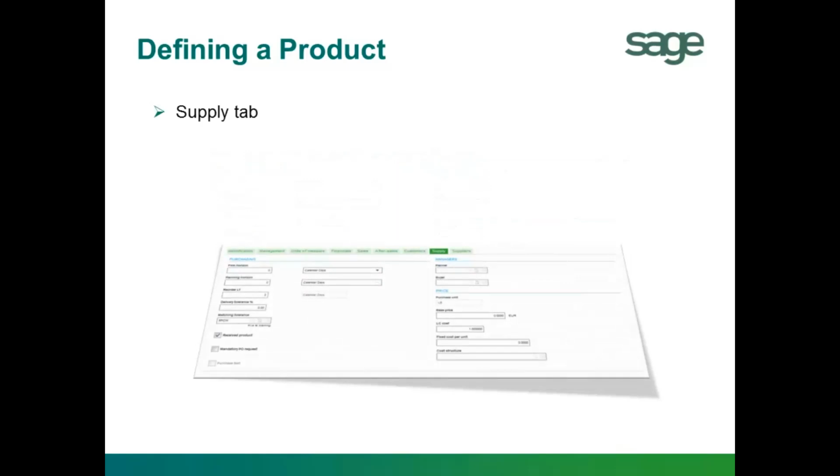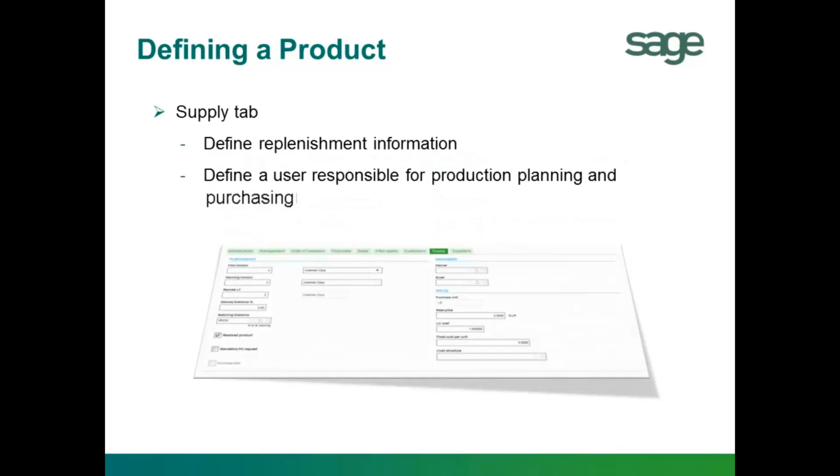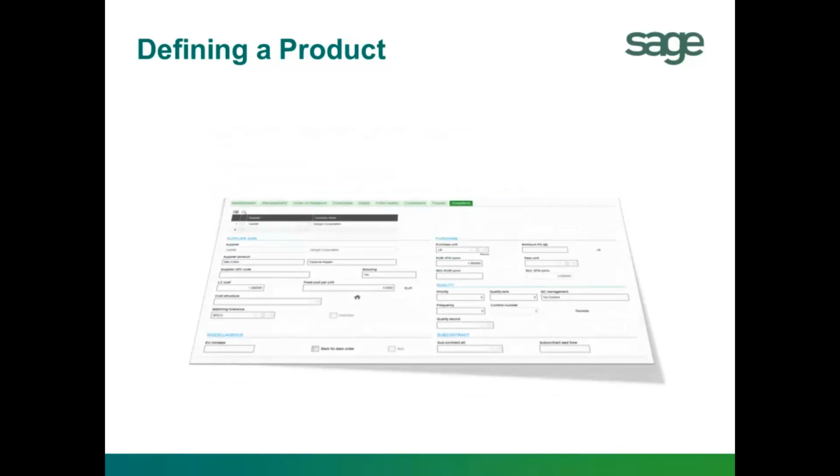On the Supply tab, you define replenishment information. You can also define a user that is responsible for production planning and purchasing. And finally, the Suppliers tab is where you define specific supplier product information. This includes supplier ID, receipt, cost factor, purchase unit, minimum quantity, maximum quantity, and quality control information.